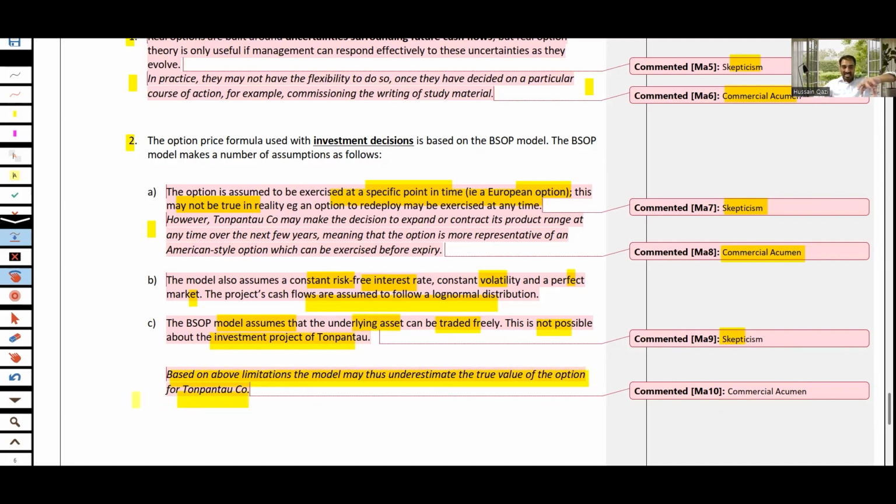If you write this last statement, quote it carefully, it's not based on limitation. It may be possible that we are not getting the true value of the option. That's called commercial acumen. That is how to answer the question.